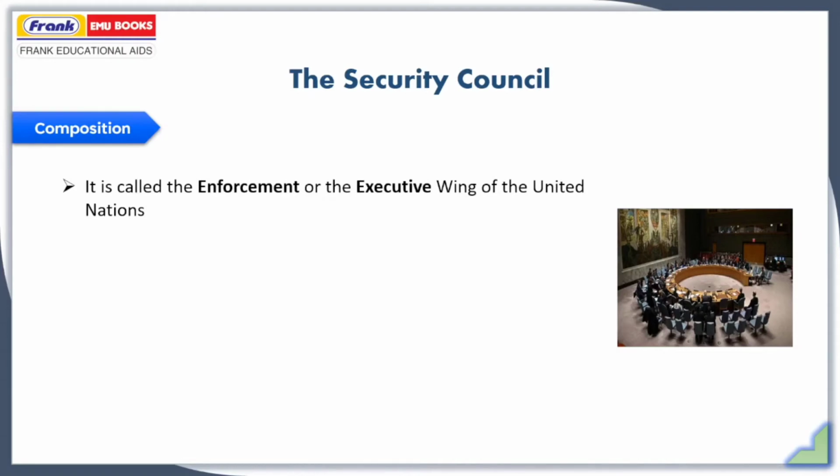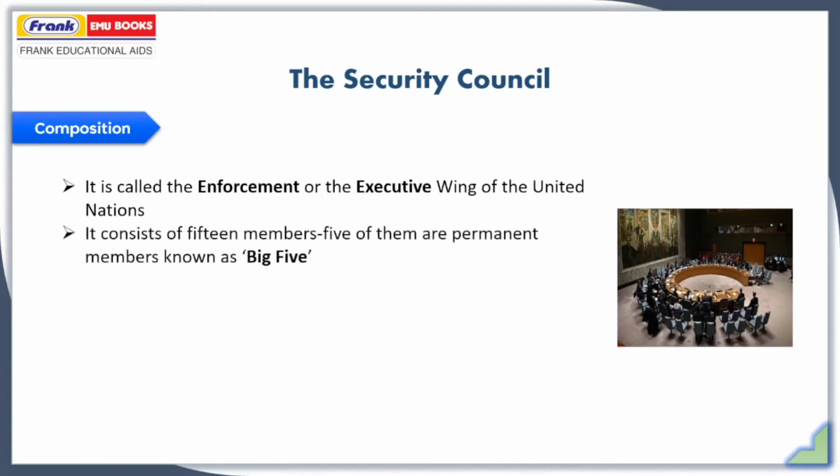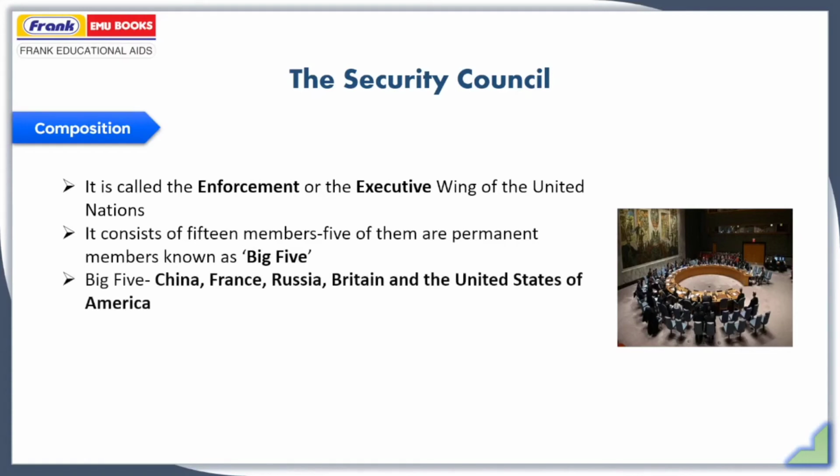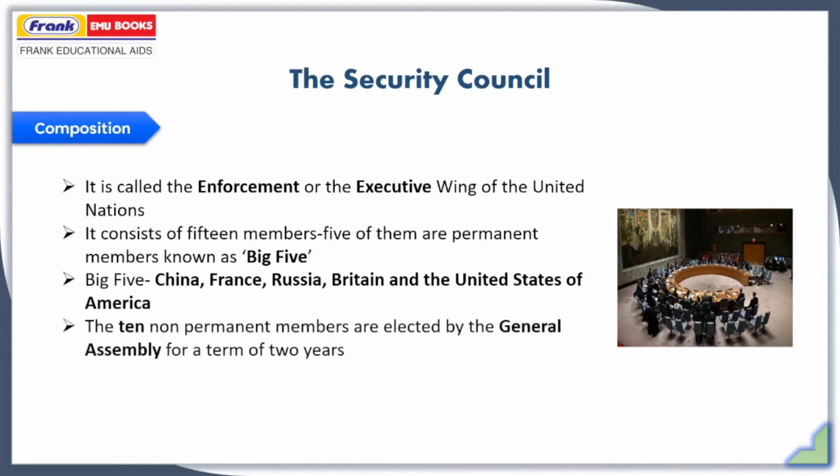As we have seen, the United Nations General Assembly can also be termed as a legislative body, whereas the Security Council can be termed as the executive wing of the United Nations. It consists of 15 members. 5 of them are permanent members known as the Big Five. The Big Five are China, France, Russia, Britain, and the United States of America. The 10 non-permanent members are elected by the General Assembly for a term of 2 years.